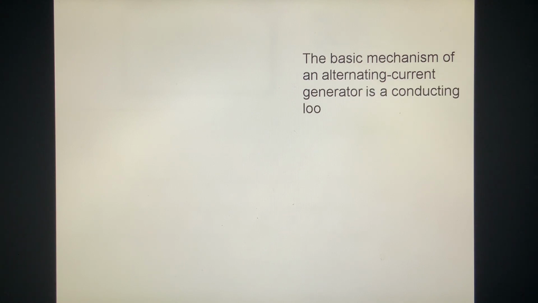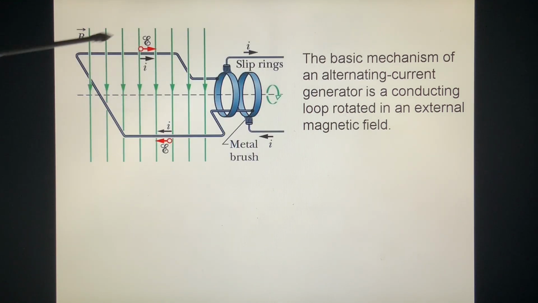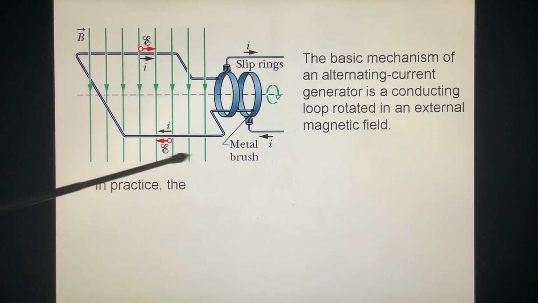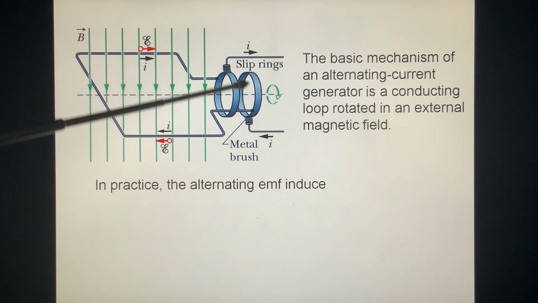The basic mechanism of an alternating current generator is a conducting loop rotated in an external magnetic field. Now, this is a loop. This is a constant magnetic field. We have two slip rings, and the metal brushes make contact with them.